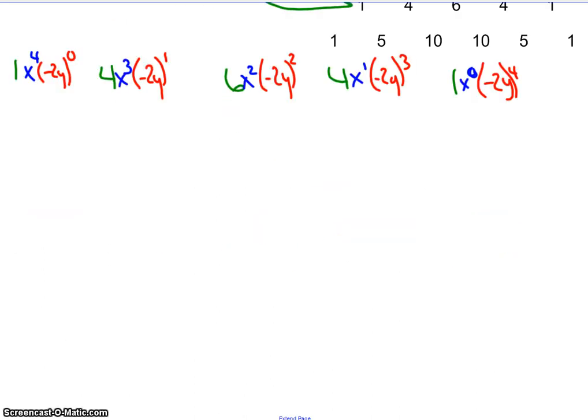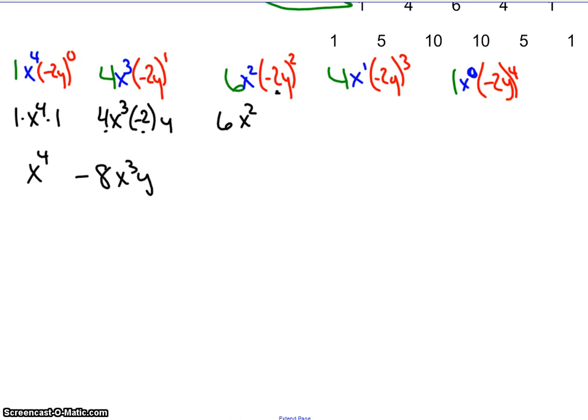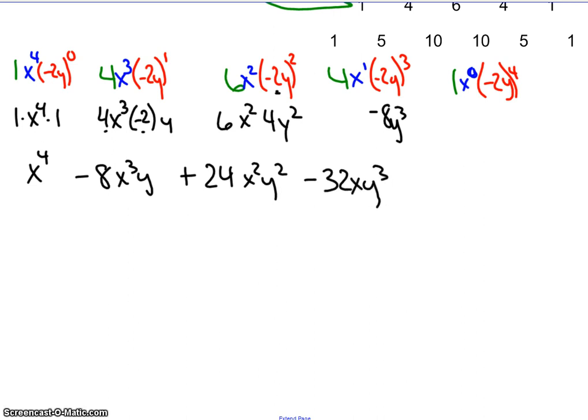And so now when I simplify it, it might take me a couple steps. I have 1 times x to the 4th. This one's nice because the y to the 0 just goes to 1, so I get x to the 4th. Here I have 4x cubed. Now, raising to the first power, negative 2 gets raised to the first, and y gets raised to the first. So the 4 and the negative 2 become negative 8, x cubed y. 6, x squared. Now, this time negative 2 squared becomes positive 4, y squared. Since 4 times 6 is positive 24, it's a plus. This becomes negative 8, y cubed. This becomes positive 16, y to the 4th.